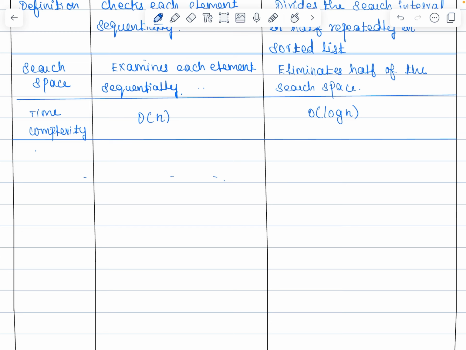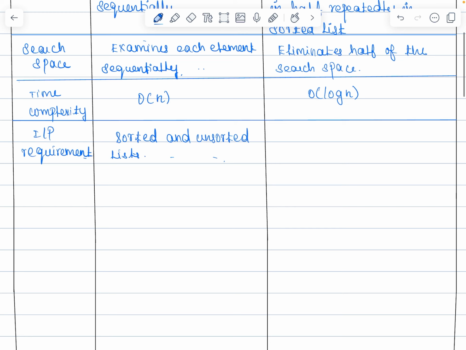And the next aspect is input requirement. This linear search works on both sorted and unsorted lists. It does not require the list to be sorted. So it works on both sorted and unsorted lists. When it comes to binary search, it requires a sorted list. Input data has to be sorted either in ascending order or descending order. Then only the binary search technique can be applied.